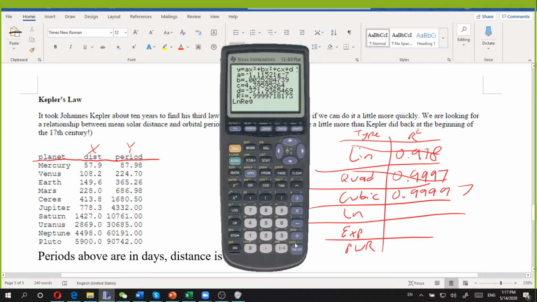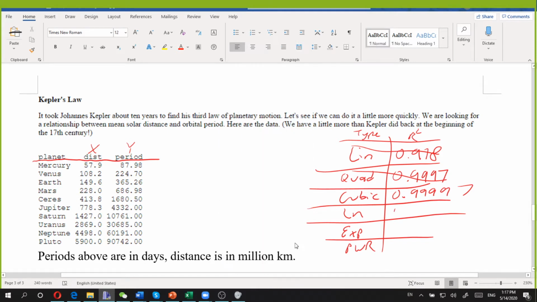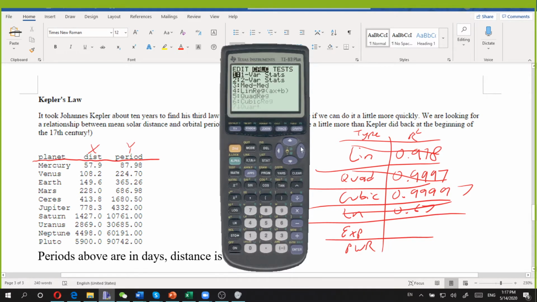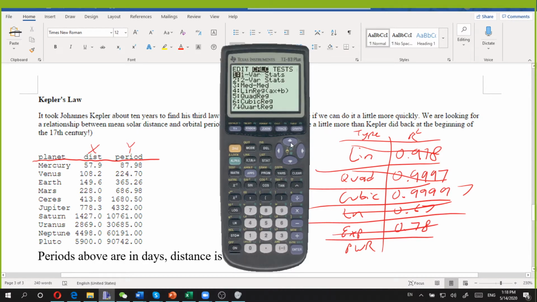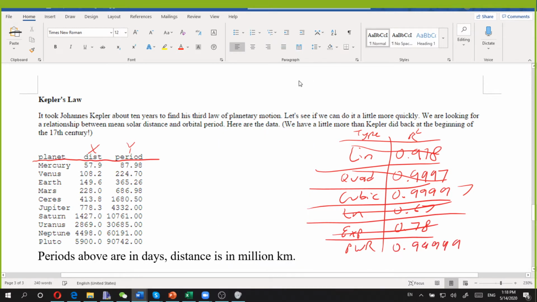Logarithmic is 0.67, which is too low. Exponential. I'm looking for my highest r squared right now. It's the highest strength of the correlation to the data. Exponential is 0.78 something, which is too low, and then power. Okay, so that is the strongest correlation to the data. I've got 1, 2, 3, 4, 5, 6, 7 nines before we got to a 7. So my strongest correlation to the data is a power function.